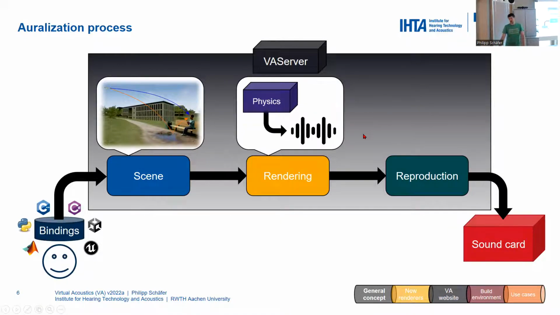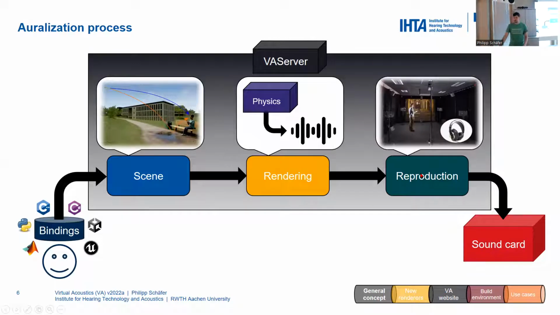And finally, there's the reproduction, which is often neglected. Depending on the setup that we have, or where we want to use VA, maybe we want to reproduce the sound via headphones, or we want to use a loudspeaker array, and then we need different reproduction setups. So that's the last key in this chain. And then the final audio is sent to the sound card.